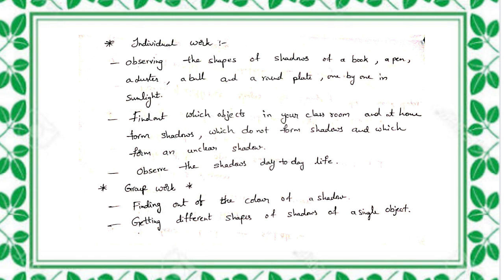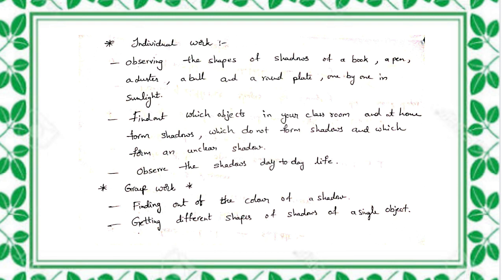Individual work. Observing the shapes of shadows of a book, a pen, a duster, a ball and a round plate one by one in sunlight. Find out which objects in your classroom and at home form shadows, which do not form shadows and which form an unclear shadow. Observe the shadow in day-to-day life.